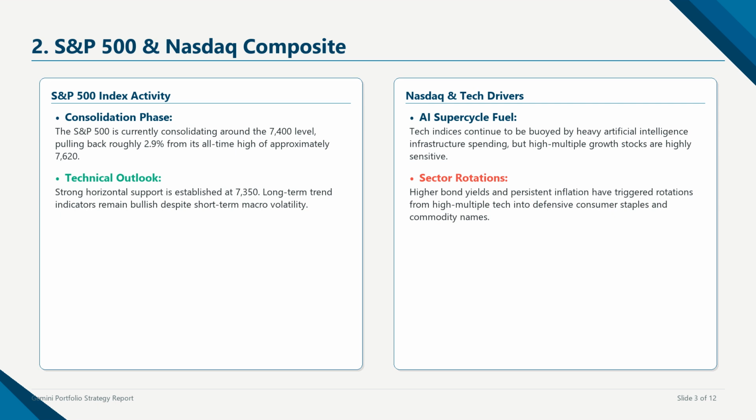Investors are shifting capital from high-multiple growth stocks into defensive consumer staples and commodity names. This volatility presents buying opportunities in high-conviction names that have experienced temporary pullbacks. Our screening algorithm tracks these index support zones, particularly the horizontal support at 7,350 for the S&P 500. Maintaining a cash buffer of 10% allows us to capitalize on these pullback entries while protecting our overall capital and keeping a high level of liquidity.